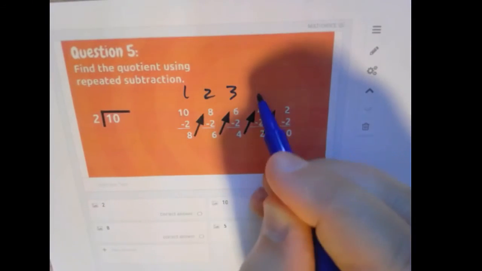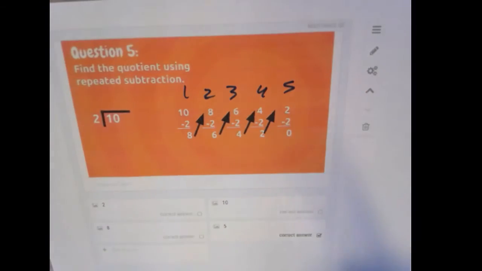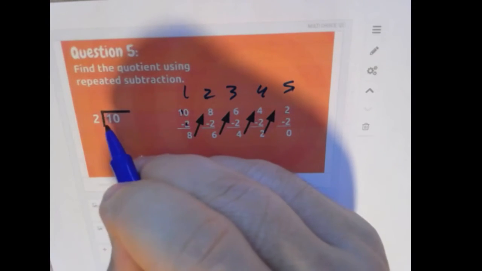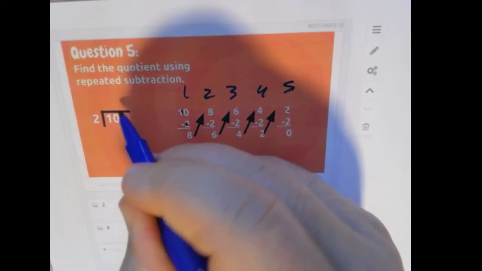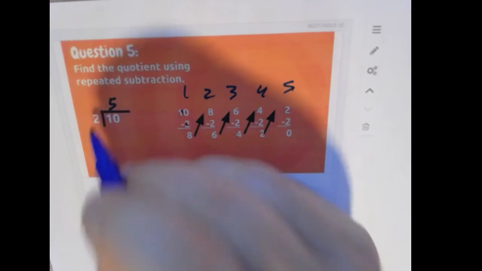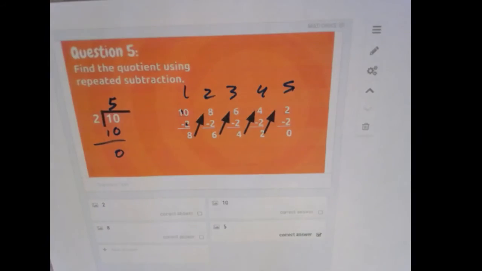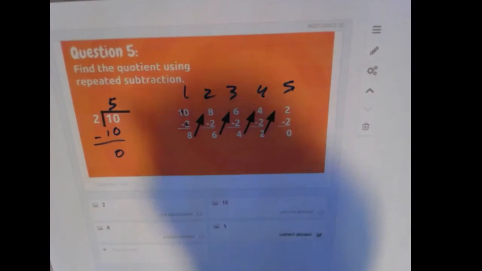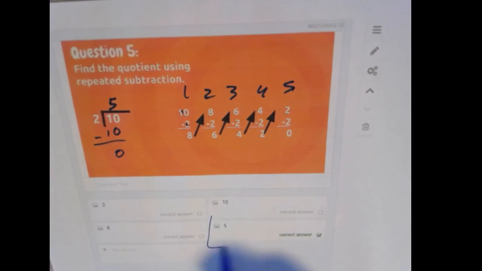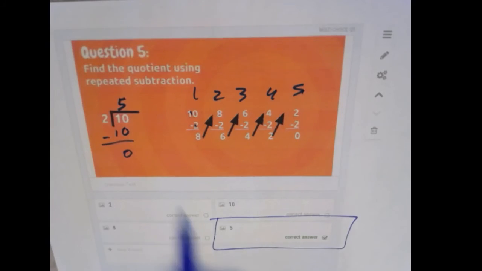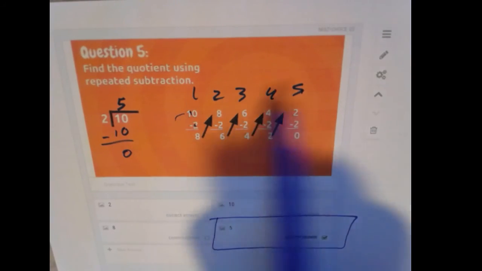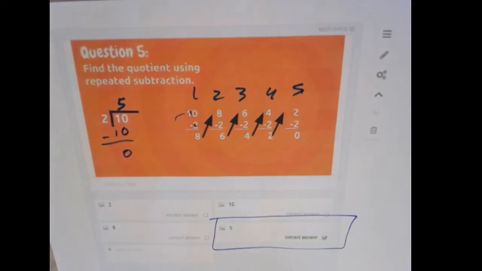So how many times did we go through that? 1, 2, 3, 4, 5. So we subtracted 2 from 10 5 times. And we can think, okay, how would that work? Does 2 fit into 10? It does, 5 times, right? 5 times 2 is 10. Find the difference, remainder 0. So the answer is 5. Okay, so the quotient is 5. We use repeated subtraction 5 times to find the answer there.